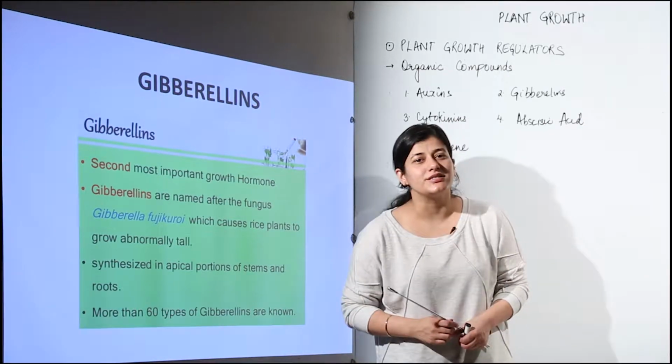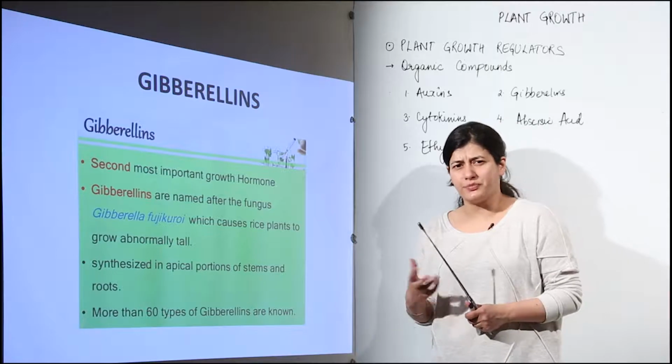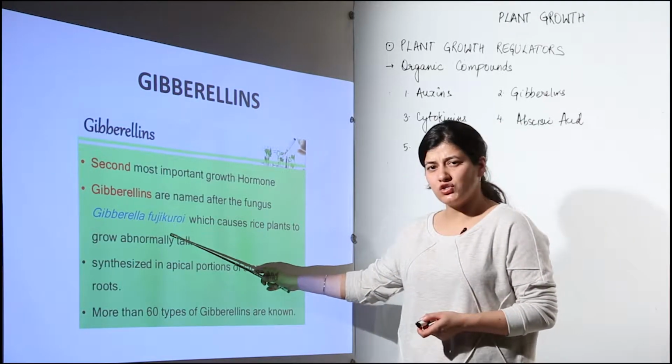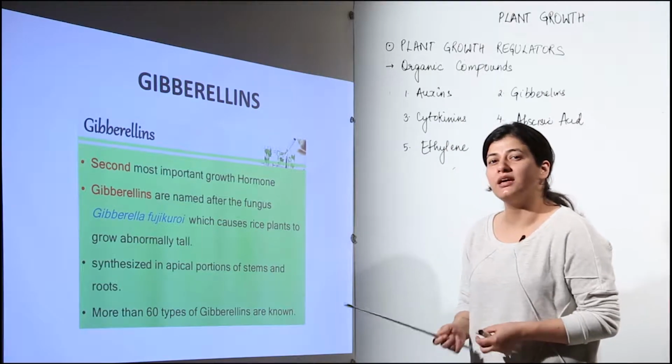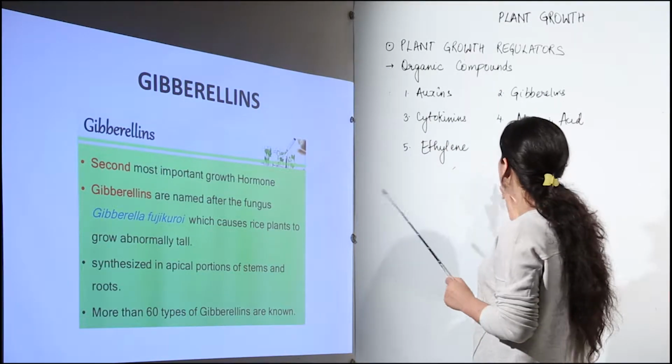Now, there is an interesting story behind the discovery of gibberellins. Gibberellins were discovered in Japan. There is a fungus known as Gibberella fujikuroi, which leads to foolish seedling disease in rice seedlings. Now, what is foolish seedling disease?